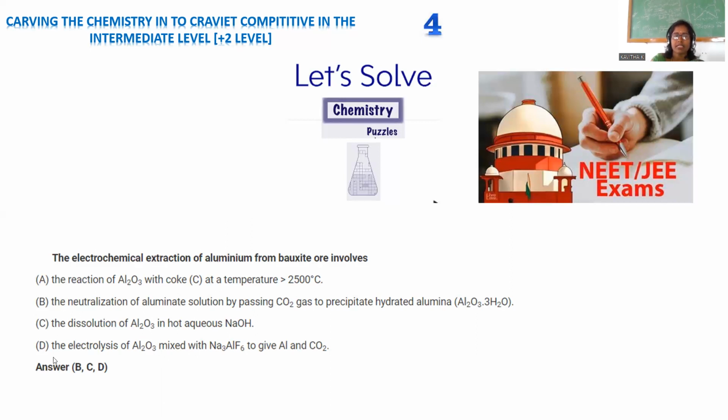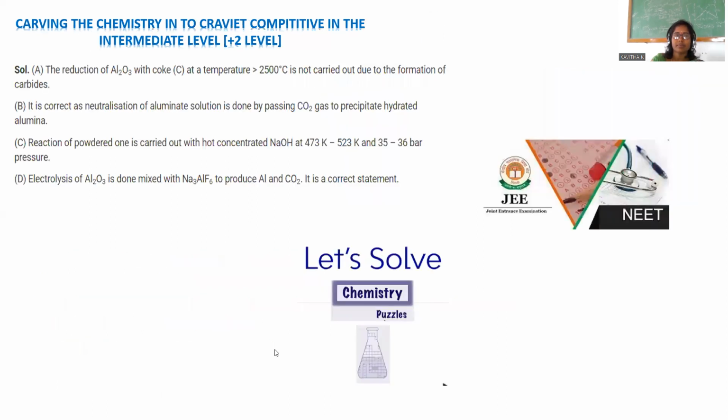These three, B, C, D are the right answers for this electrochemical extraction. Let's see how we can achieve this. Reduction of Al2O3 with coke at a temperature less than 2500 is not carried out due to the formation of carbides. Whenever aluminium oxide is treated with coke, it is converted into aluminium carbides, so the formation of product is not possible. The reduction process is not achieved, so A is not correct.